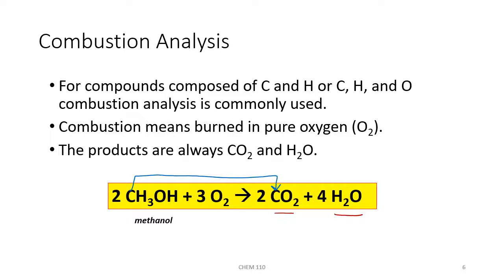So we can use our amount of carbon dioxide that we know to work backwards and figure out how much carbon was in our unknown. For the water, all of the hydrogen ended up there. There's hydrogen in our original sample, and it all is in the water. If we know the mass of the water, we can figure out how much hydrogen was in our original sample.